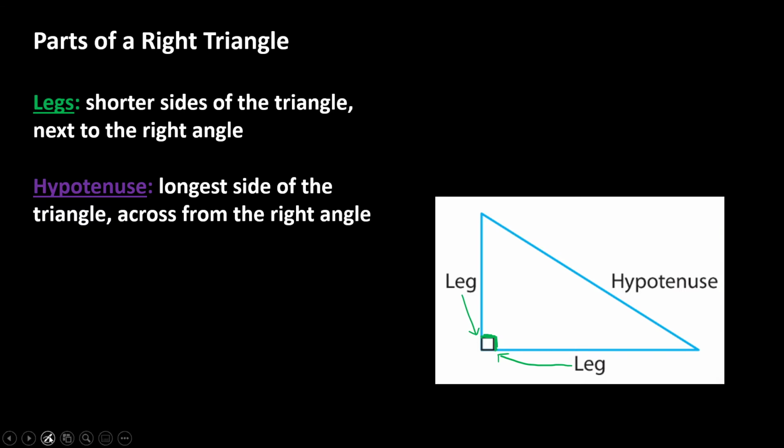The hypotenuse, this may be a new vocab word for a lot of you, is the longest side of the triangle, and it is across from the right angle. This is especially important when we get into using the theorem later in this video. Again, hypotenuse, longest side, and you can tell that it's the hypotenuse because it's directly across the triangle from that right angle.